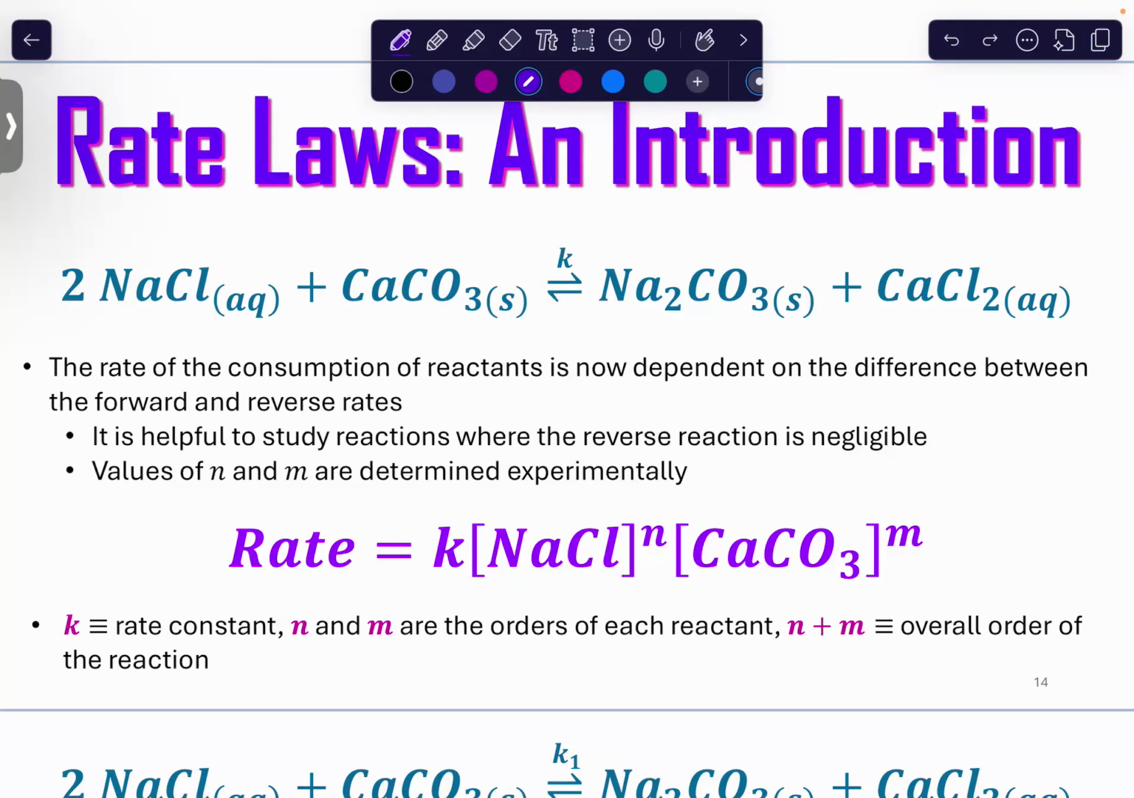The 3 lines means equivalent to, that means this is a definition. It means this absolutely equals what comes out. So K is your rate constant. N and M are the orders of each reactant. N plus M is going to be the overall order of the reaction. So imagine n was one and m was one. The reaction would be first order in each reactant, second order overall.